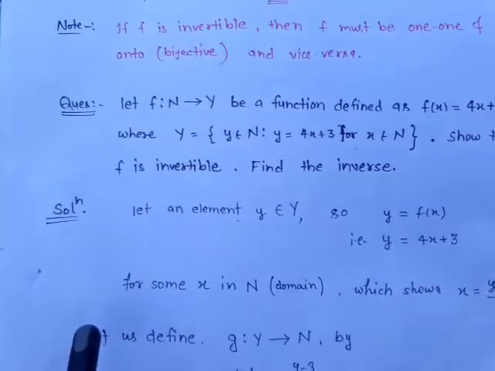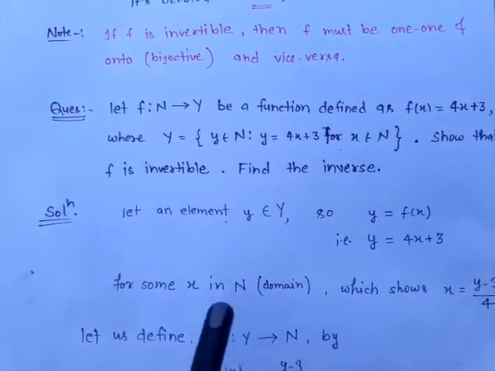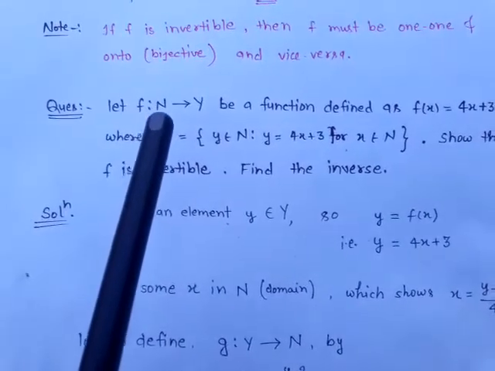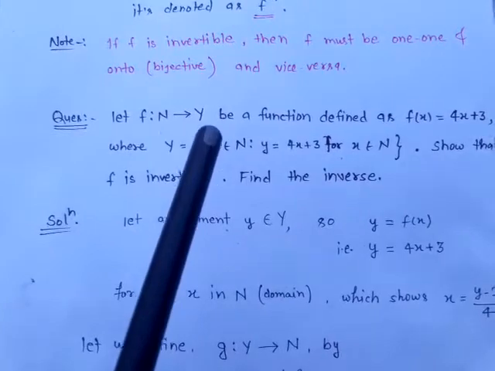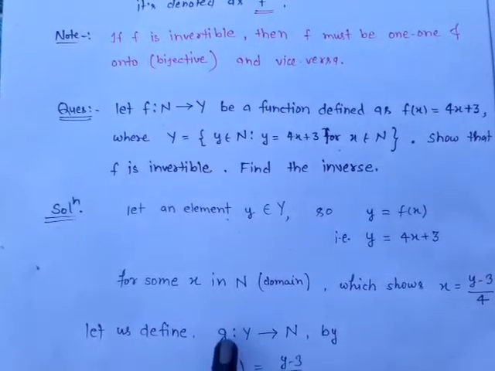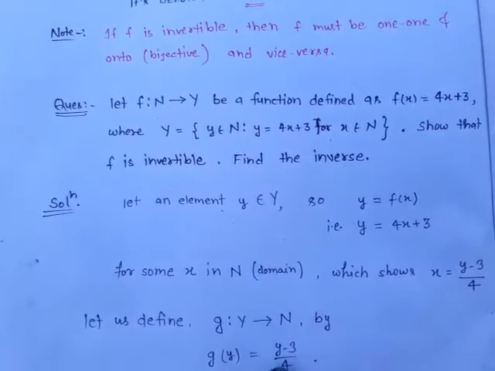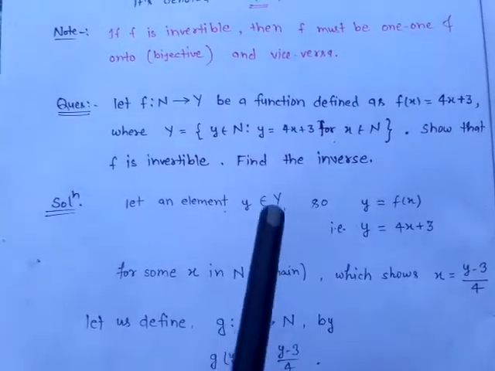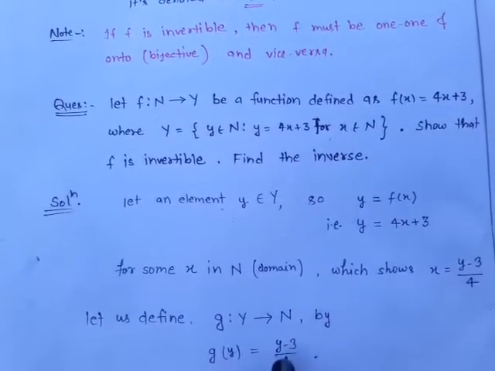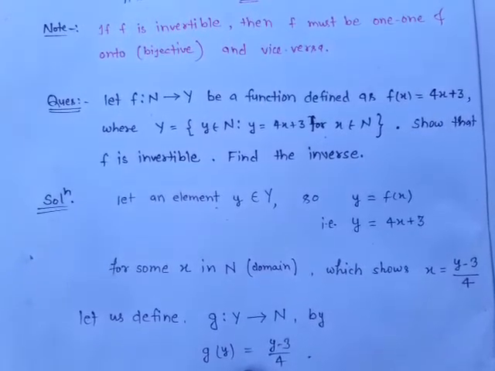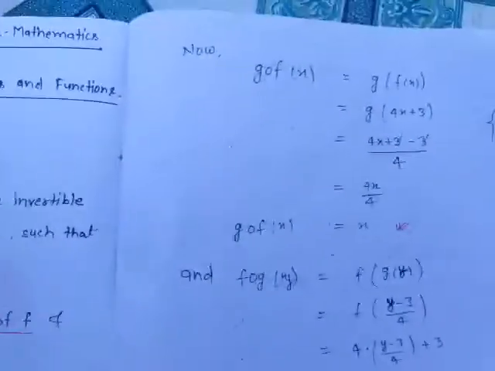From this let us assume a function g from Y to N. Here function f from N to Y is given. For proving invertibility we assume the reverse function g from Y to N. Here we assume g(y) is equal to (y minus 3) by 4, where y is an element of Y. After the assumption we check two conditions, gof and fog.